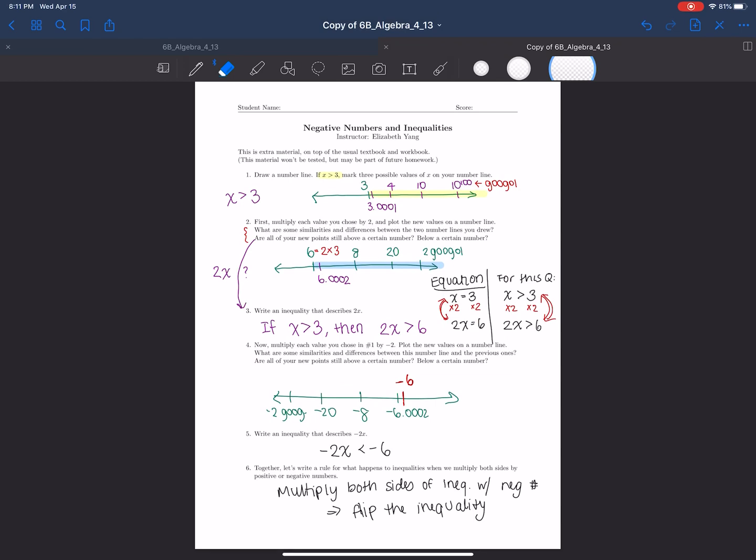Okay, so I'm going to zoom out now. And now's a good time to pause if you want to review the whole worksheet. Otherwise, that's it for my recap.